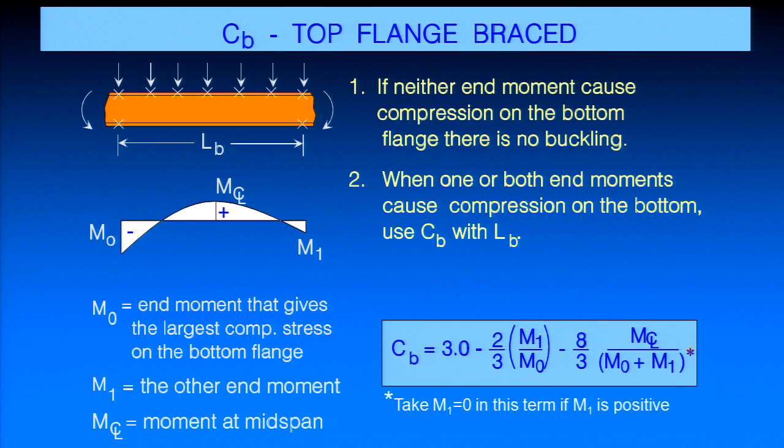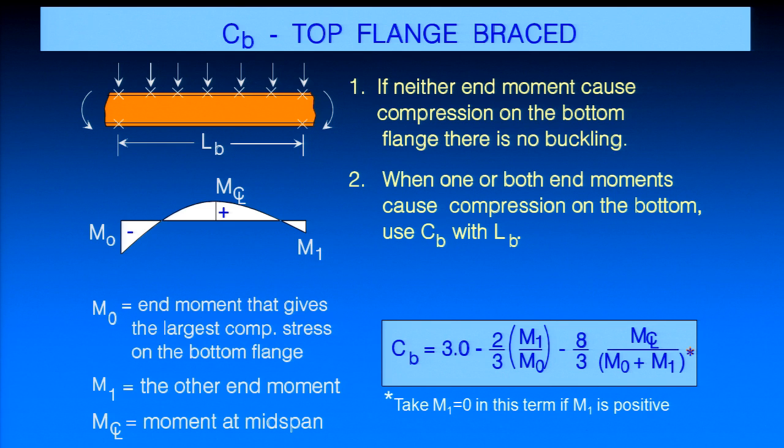Now, if instead at any location along the length you get some compression in the bottom flange, you can end up using this C sub B factor. And what we use for the unbraced length is the spacing between locations where you're stopping twist. Okay? So up here I've got maybe a diaphragm all along the length, and maybe I've got a joist, a bar joist, and I put a kicker out to that bottom flange. That stops twist.